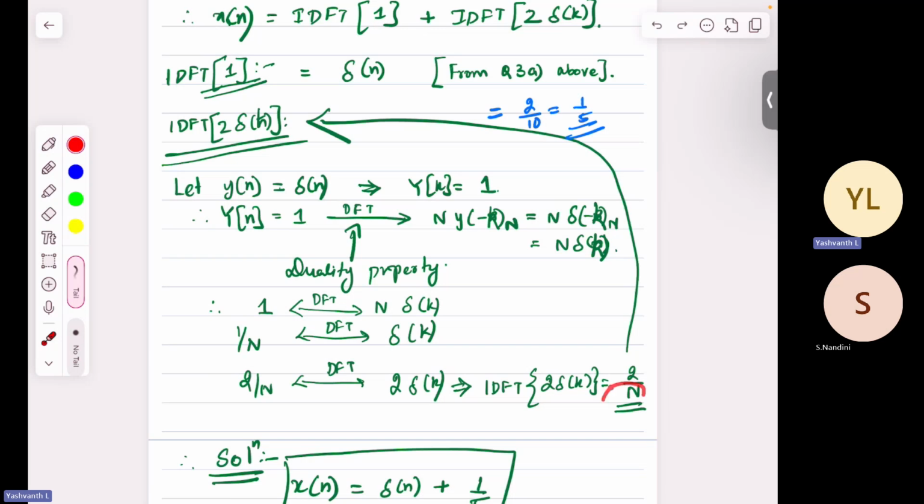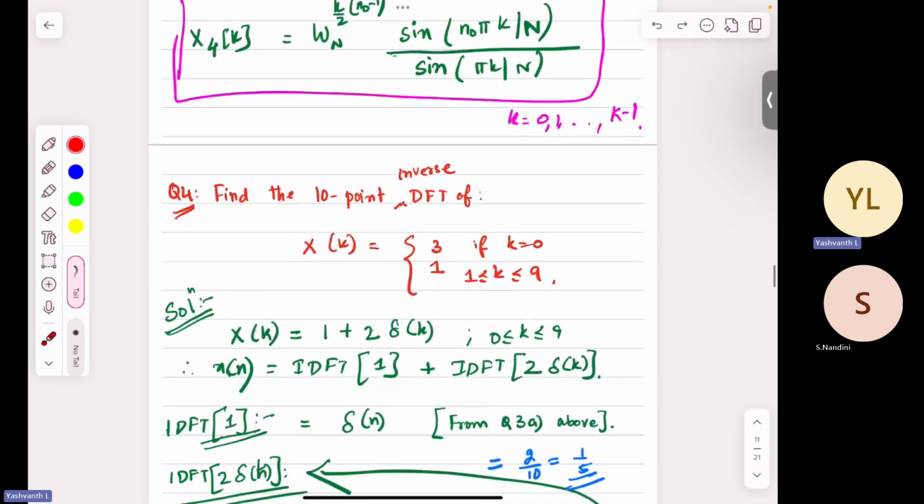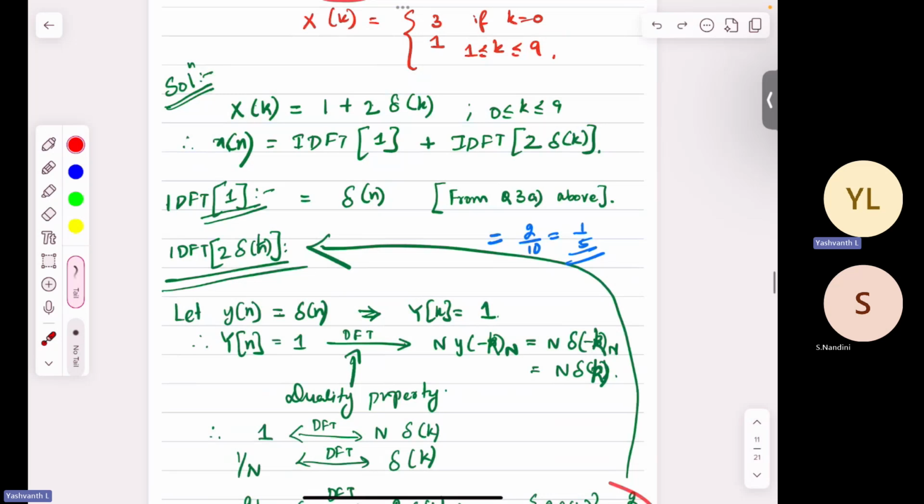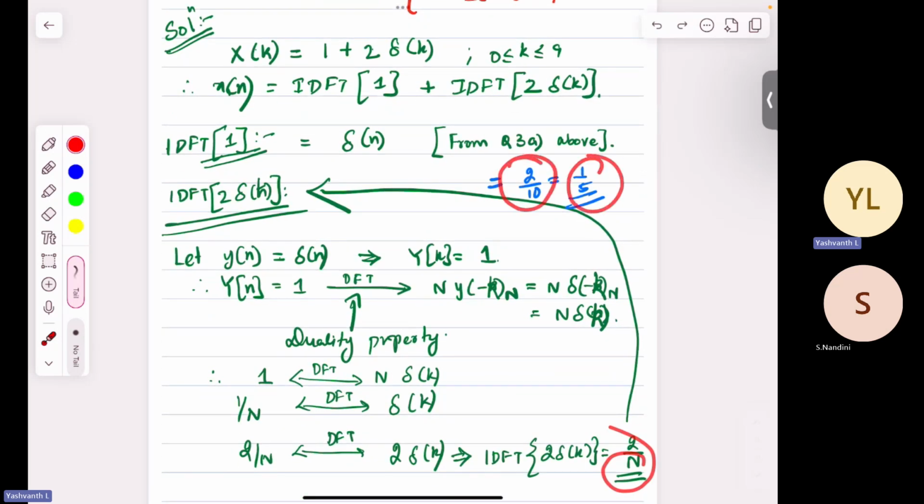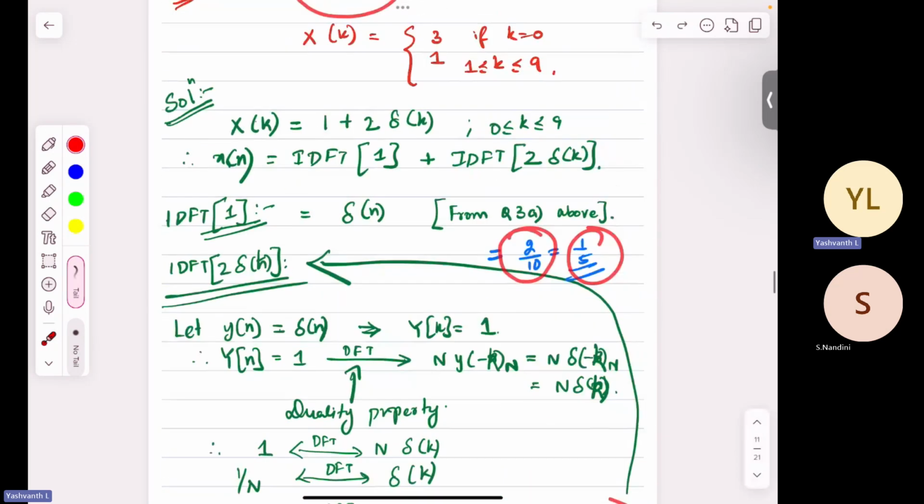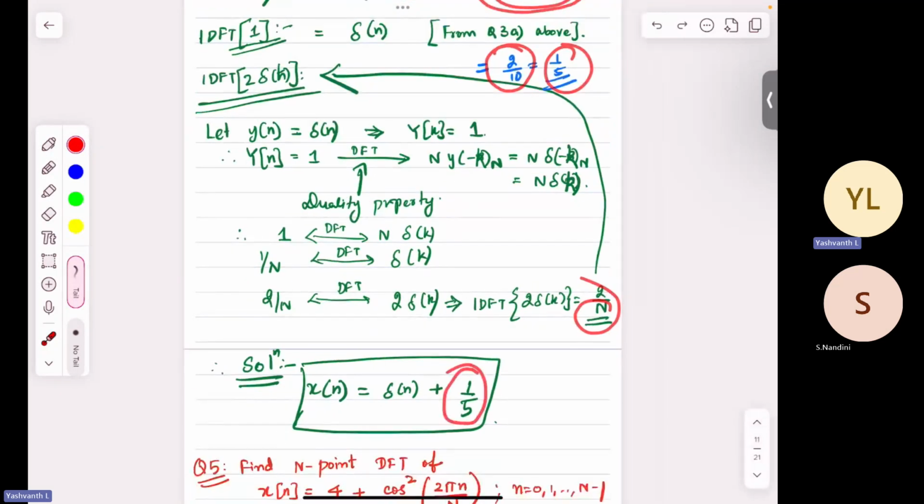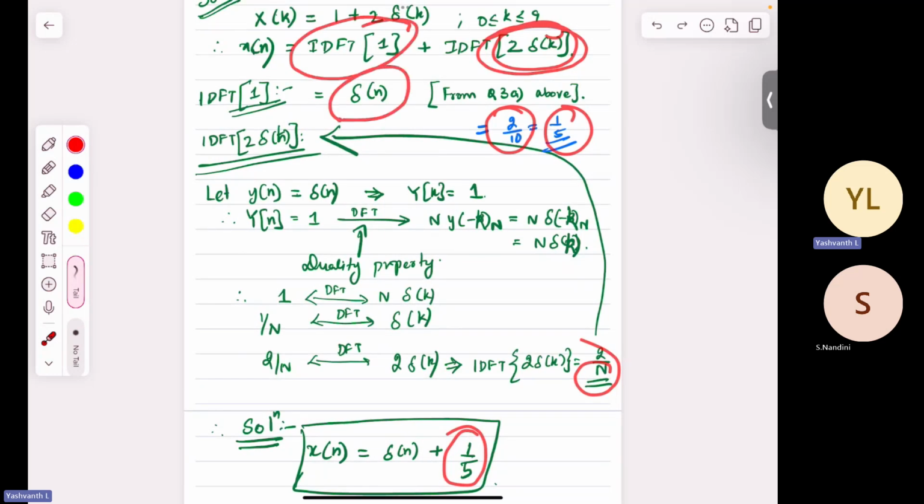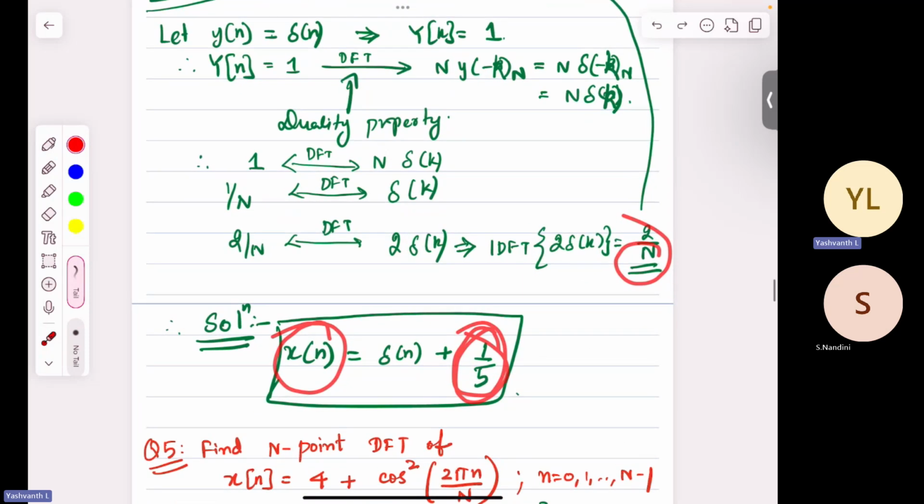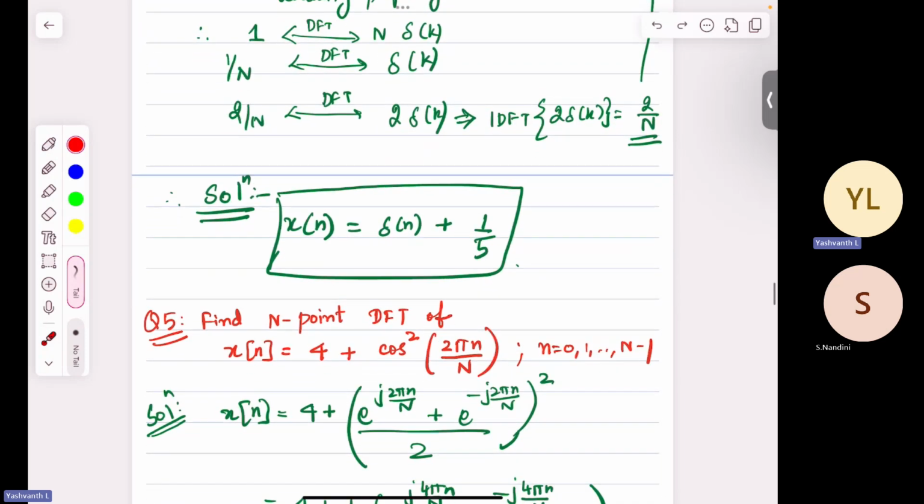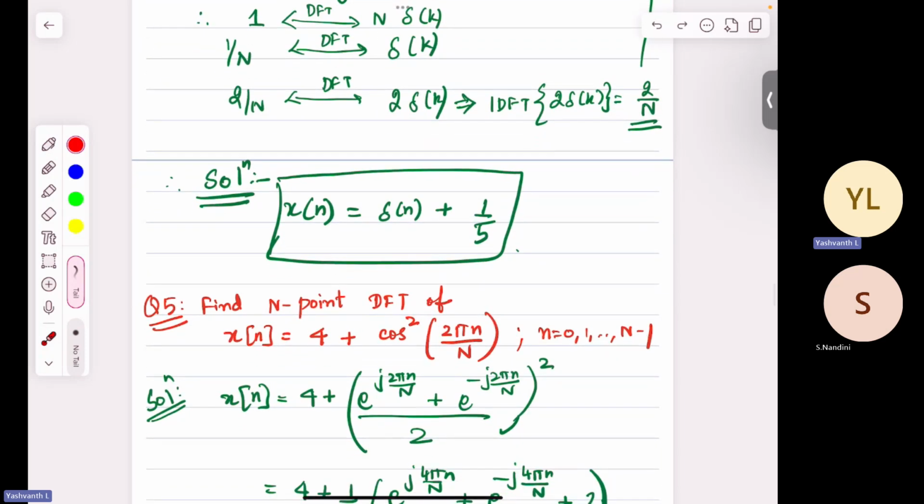So now, what is N here? We said it's a 10-point DFT, so capital N is nothing but 10. Therefore, 2 by 10 is nothing but 1 by 5. The IDFT of 1 was just a delta function, and the IDFT of 2 into delta of k is 1 by 5. Therefore, your inverse DFT is x of n equals delta of n plus 1 by 5. Is it okay? That's all. This is basically the final answer.